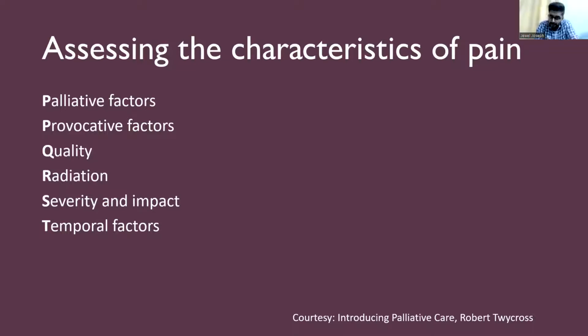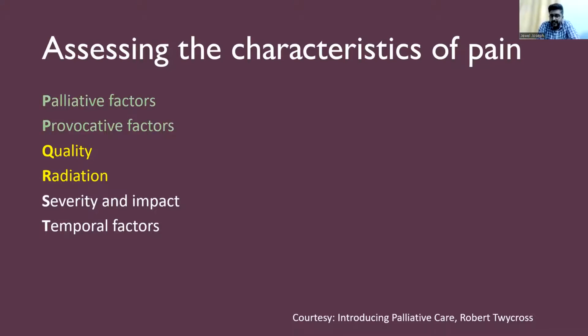When was the pain first started? How has the pain progressed over time? Whether there is a variation of pain with time. When is the pain increasing? Decreasing? All those things. As I mentioned earlier, quality and radiation will give us an idea about the type of pain, whether it is neuropathic, somatic or visceral pain.